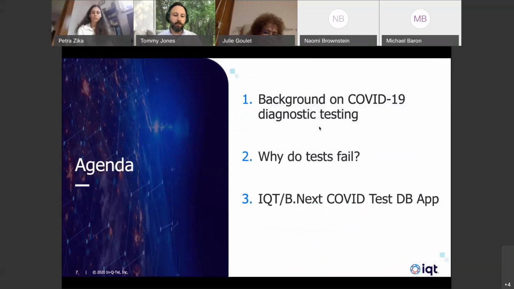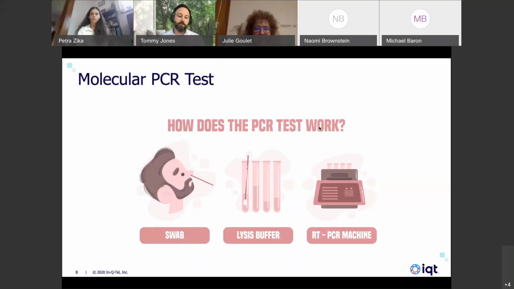But first, let's back up just a little bit. We'll start with a primer on COVID-19 diagnostic testing. If you're like me from a few months ago, you could probably use that. Then we'll talk about why tests fail, where these errors come from, and then we'll get into the application that we built.